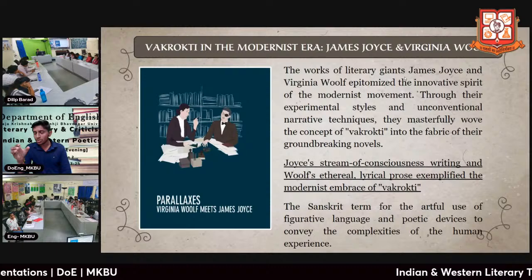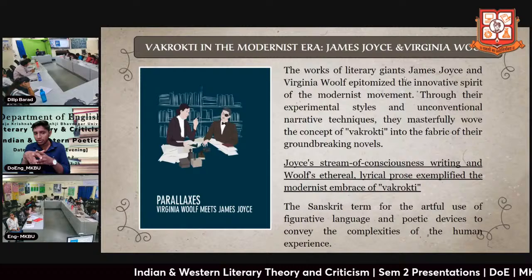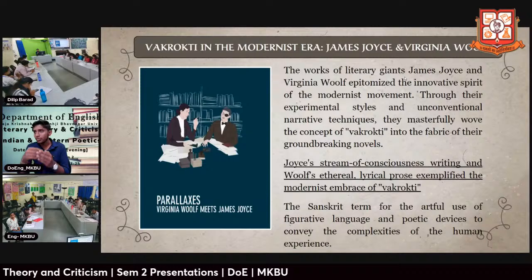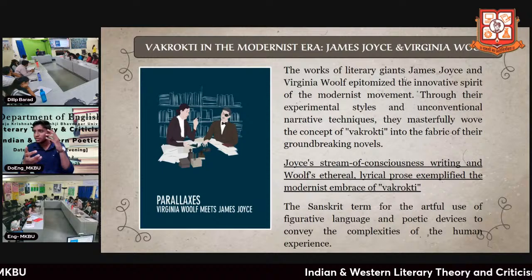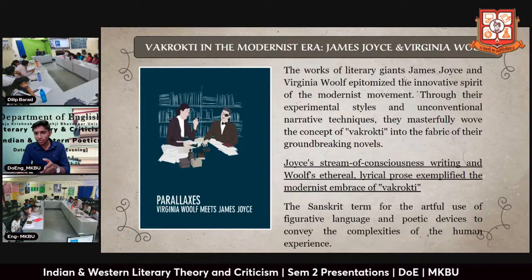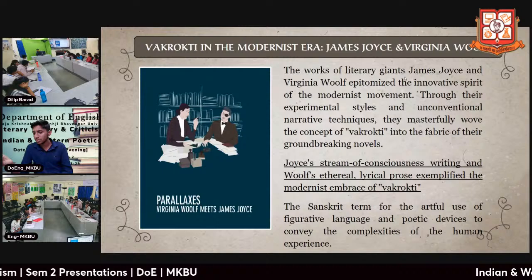Vakrokti and the stream of consciousness we find in James Joyce's Ulysses, where he used the stream of consciousness to describe his protagonist just walking in a red light area. He takes 30 lines to describe this in a single page. And Virginia Woolf exemplified the modernist immersion in Vakrokti, which we find in her famous autobiographical novel Orlando.